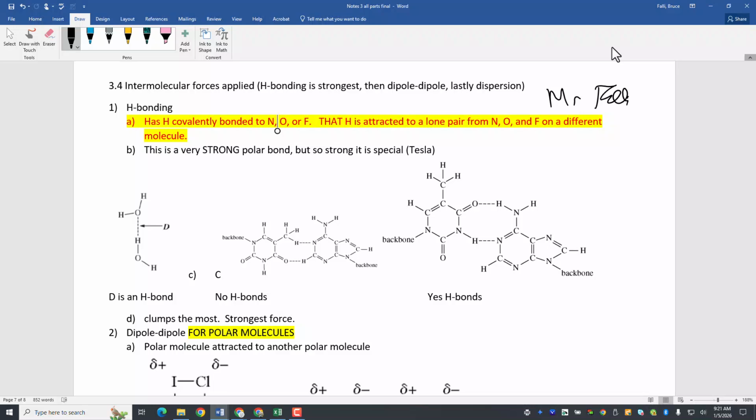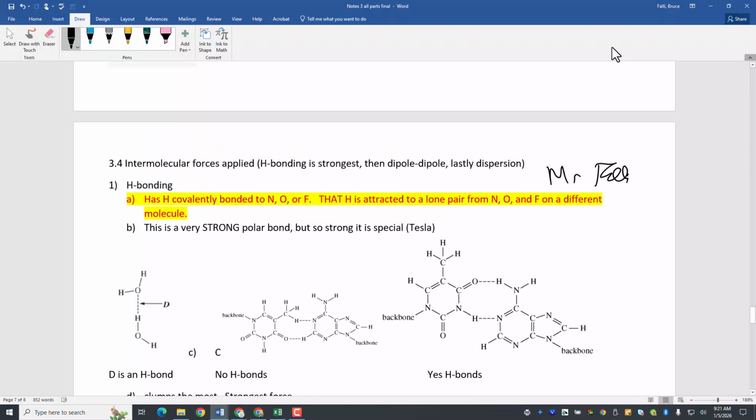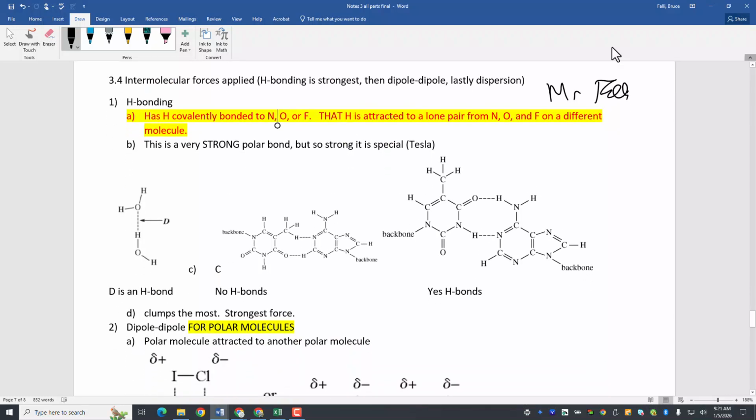So, we talked a little bit about intermolecular forces before, I think. We talked about what types of bonds they have. So, hydrogen bonding has H covalently bonded to N, O, or F. That H is attracted to a lone pair from N, O, or F on a different molecule. This is the strongest of this group, polar bond, but so strong it is special. And I'll give you the Tesla example in class.